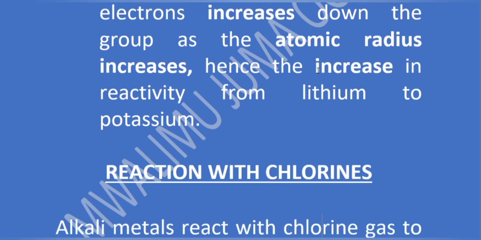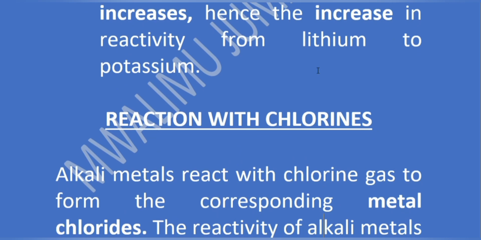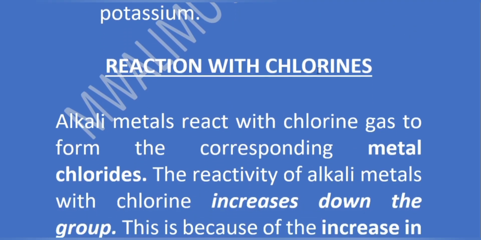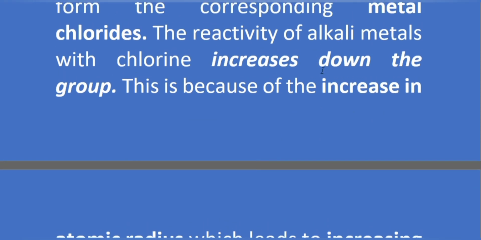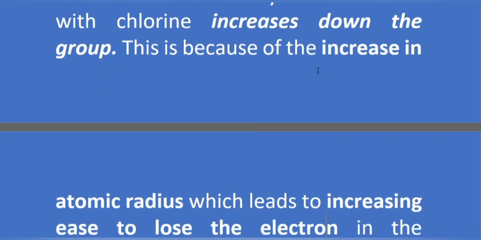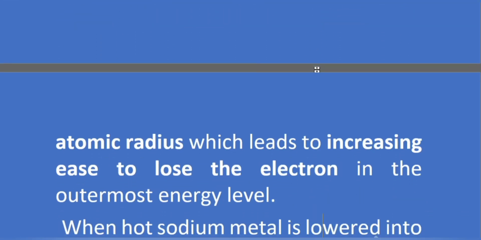Potassium is the most reactive alkali metal. This is because the electron in the outermost energy level is loosely held by the nucleus and is easily removed during a reaction. The ease of losing the valence electron increases down the group as the atomic radius increases, hence the increase in reactivity from lithium to potassium.